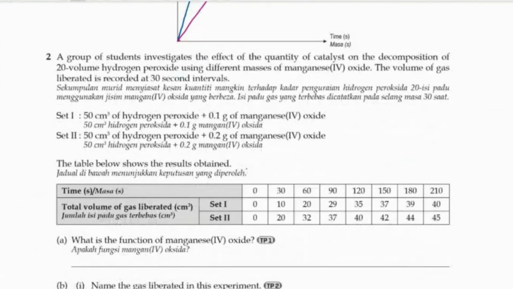Now, class, we look into question number 2. We want to investigate the effect of quantity of catalyst on the decomposition of hydrogen peroxide. Set 1 we use 0.1 gram, set 2 0.2 gram. Although just now we said a little amount already can, this one is more than 0.1, it's double. Which one has a higher rate, meaning it releases the gas faster? Set 2, correct? So if the mass of the manganese oxide used is higher, then the rate of reaction is higher.